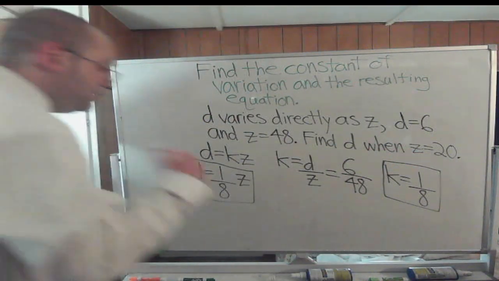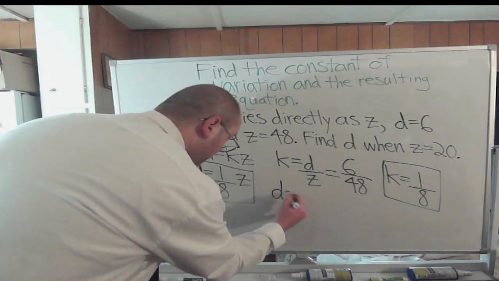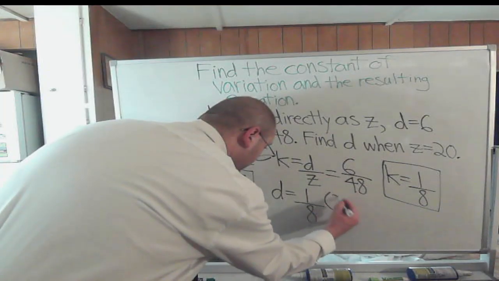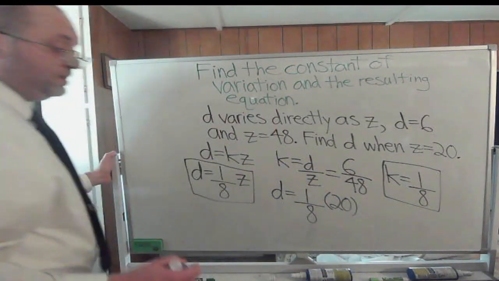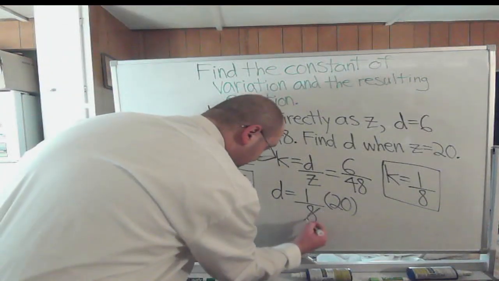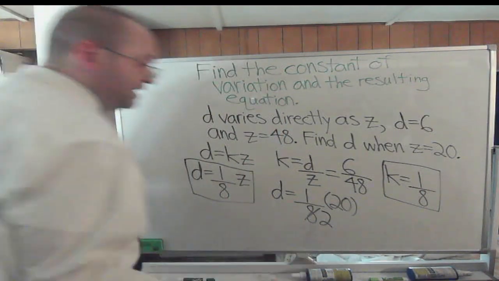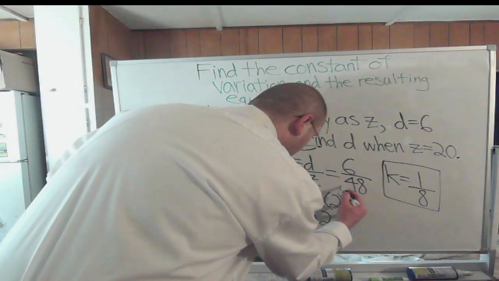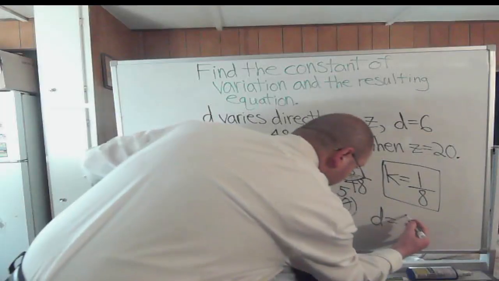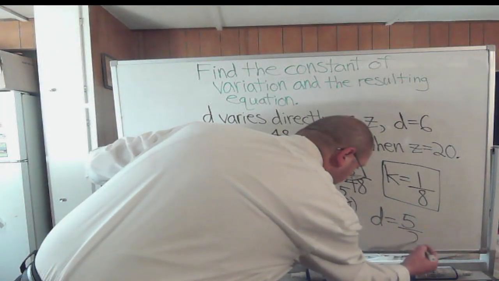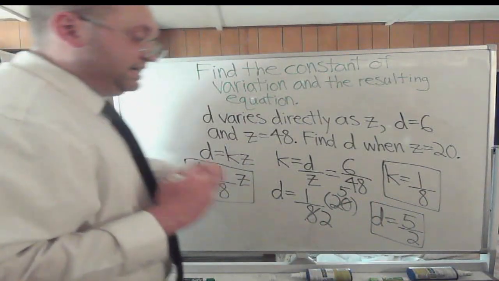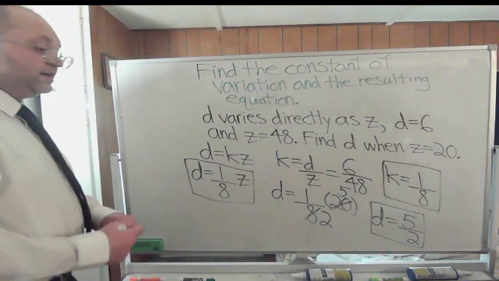All you're going to do is you're going to put in 20 for Z. So D equals 1/8 times 20. Well, 20 and 8, they both have a 4 in common, do they not? You divide 8 by 4, you get 2. Divide 20 by 4, you get 5. Therefore, D is going to be equal to 5/2. So when Z is equal to 20, D equals 5/2. That would be the final answer.